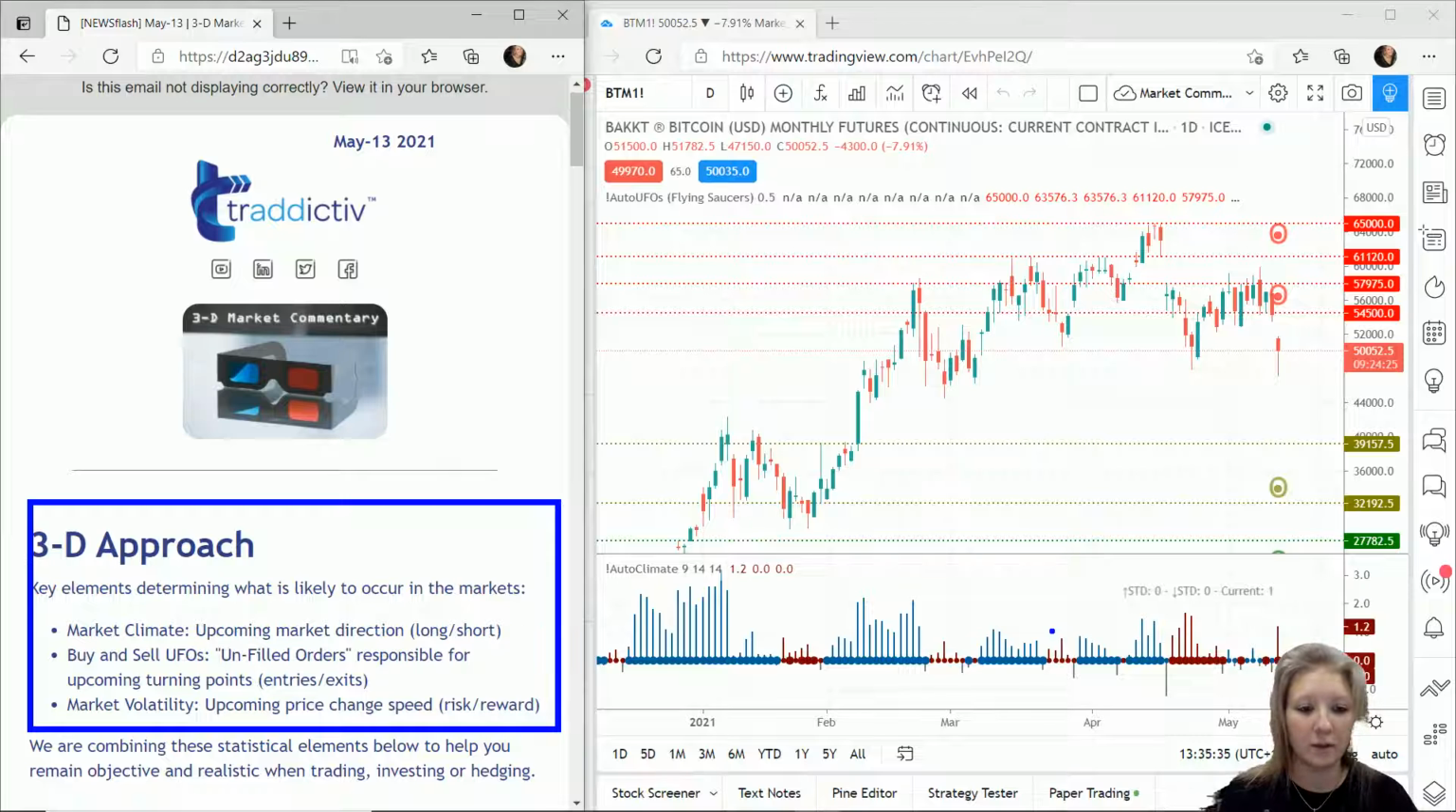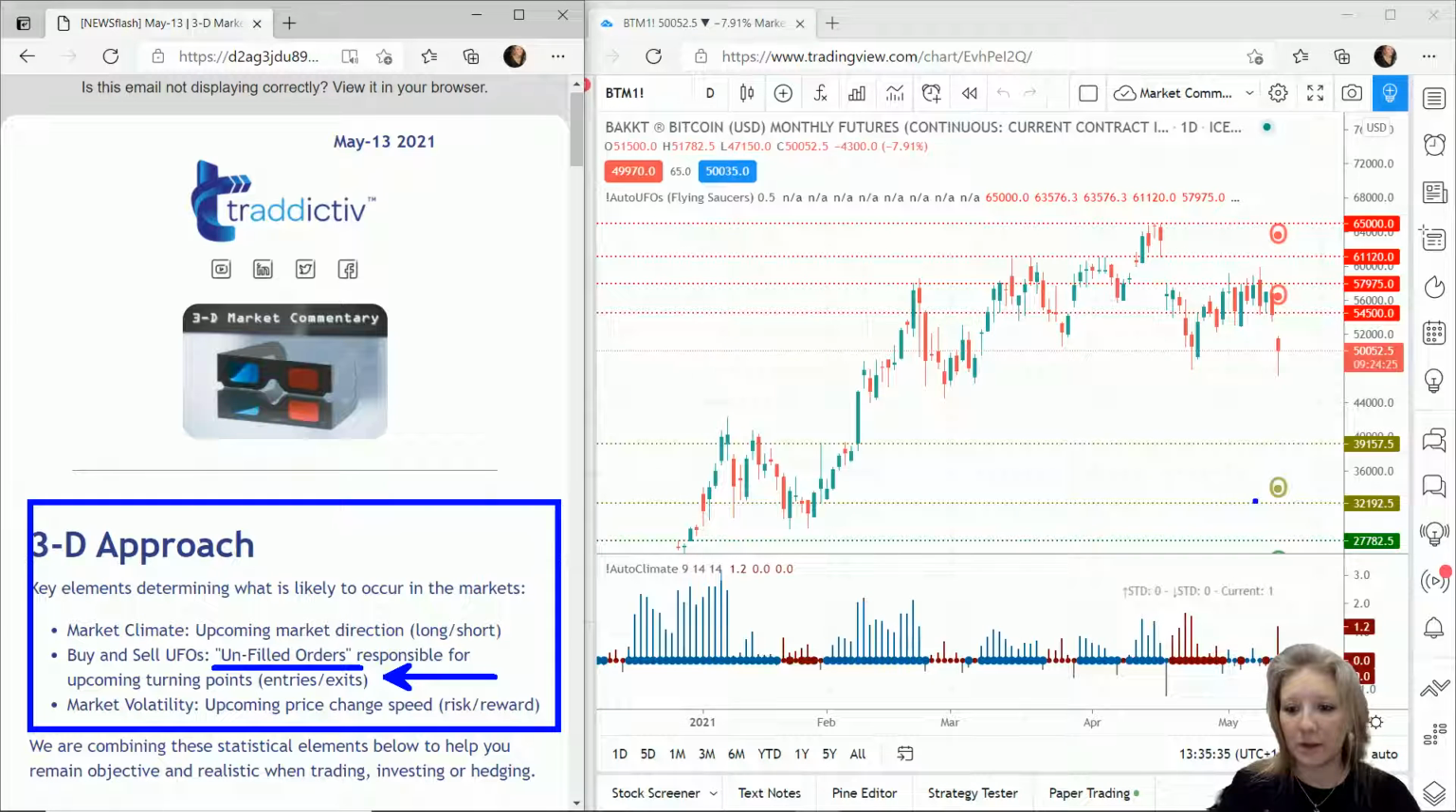So after we've figured out whether or not we should buy or sell, or maybe do nothing, we're going to buy and sell. Where do we do that? You don't just buy in the middle of nowhere or sell in the middle of nowhere. We want to buy and sell where we have higher probabilities. That's where this second one comes in, which is UFOs, unfilled orders. That's what we're looking at there. That helps us with our entries and exits. Specifically, where are we buying, where are we selling?